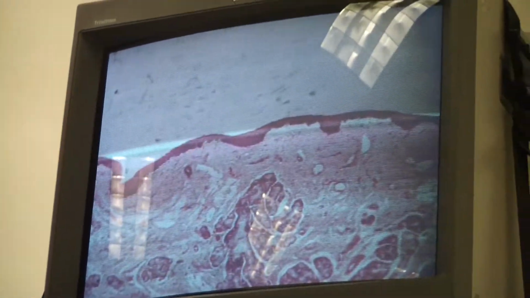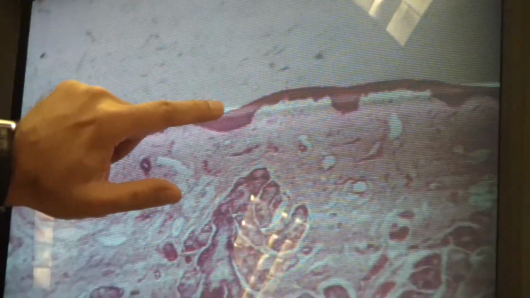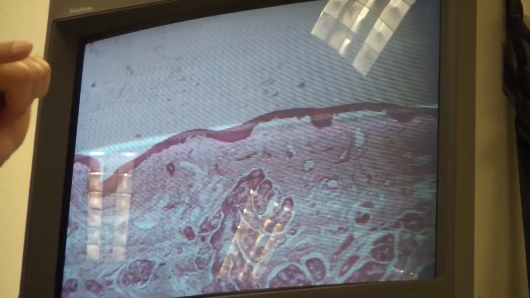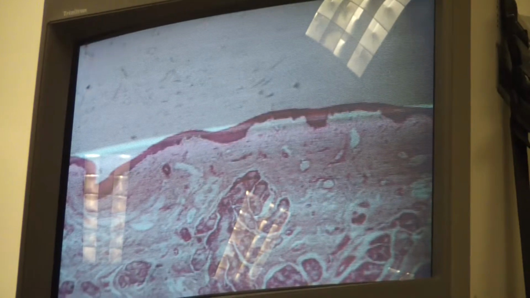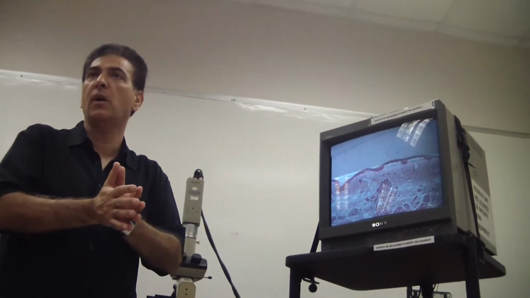It's hard to see. We're going to go to higher magnification so that you can see that. These are the stratified squamous epithelium right here. This is the esophagus. And so where we have the epithelium, that's where the mucosa is, right? Because remember we said that the mucosa has epithelium, lamina propria, and muscularis mucosa.